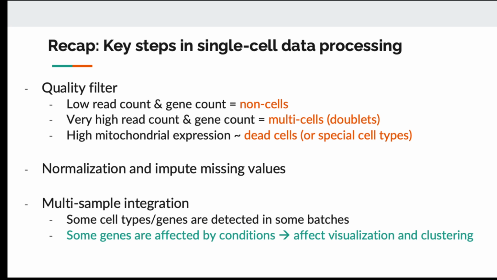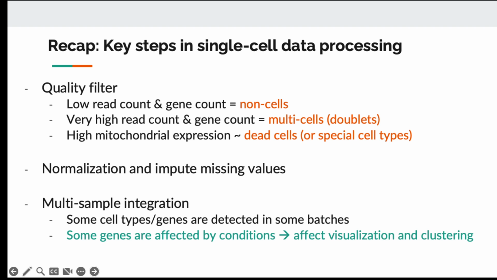Last time we mentioned that once we got the single cell data, we have to perform some quality filtering. Some barcodes might correspond to empty droplets, where there's no cell inside. Some barcodes might correspond to multiple cells being incorporated into the same droplet by chance. And some barcodes might correspond to dead cells. We don't want these to confound our analysis. We talked a little bit about how we normalize and impute the missing measurements in the data. And then we went over how we integrate samples across batches.